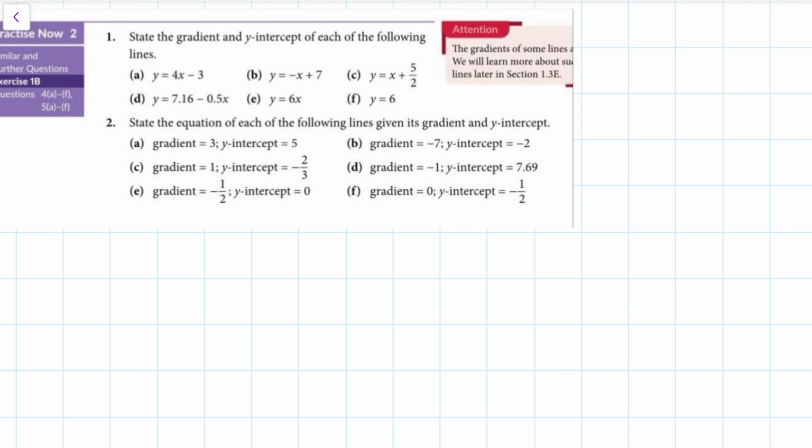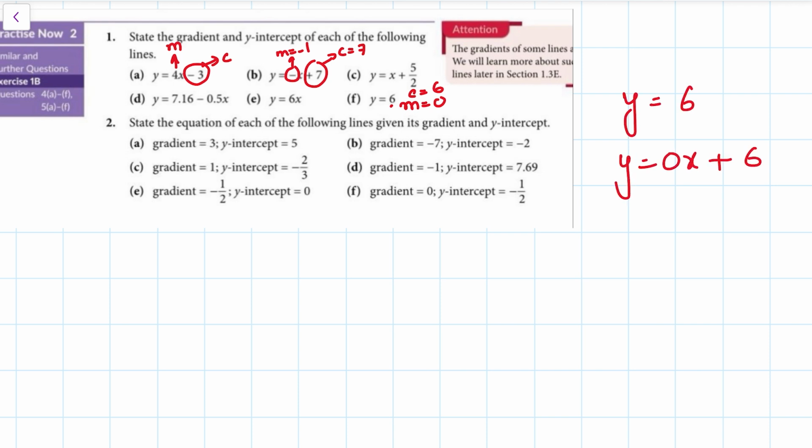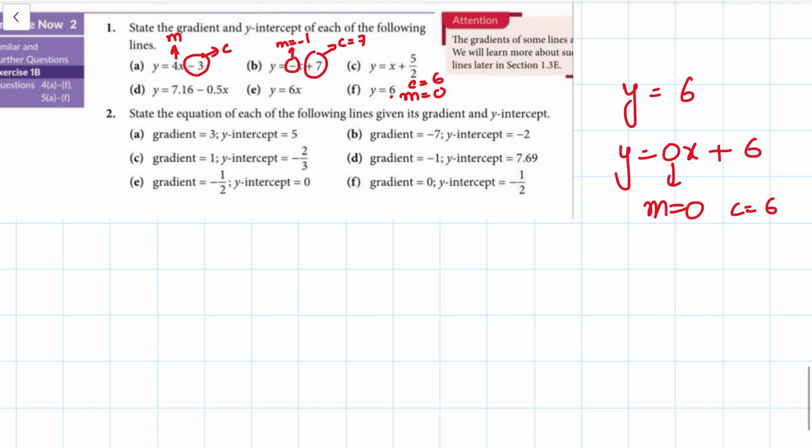State the gradient and y-intercept. So gradient is 4, intercept is minus 3. The sign is taken along, okay? Gradient is minus 1 and intercept is plus 7. Gradient is 0 because there is no x here and the c is 6. A very important question. When it's just y equals 6, it's basically something like this. So the gradient is 0 and the intercept is 6.